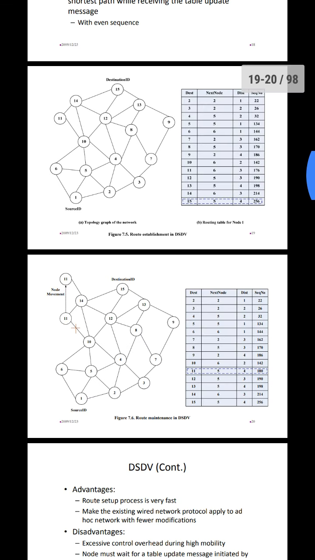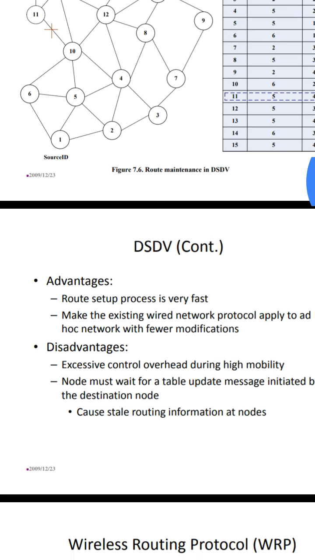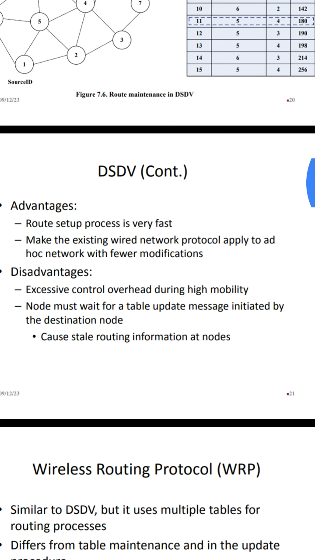First we discuss the advantages and disadvantages of the DSDV algorithm. The advantages are that the route setup process is very fast, and it makes existing wired network protocols applicable to ad hoc networks with fewer modifications. These are the two advantages of the DSDV algorithm. And another thing is the disadvantages. The disadvantage is the excessive control overhead during high mobility, that is, when the nodes are moving from one location to another location.